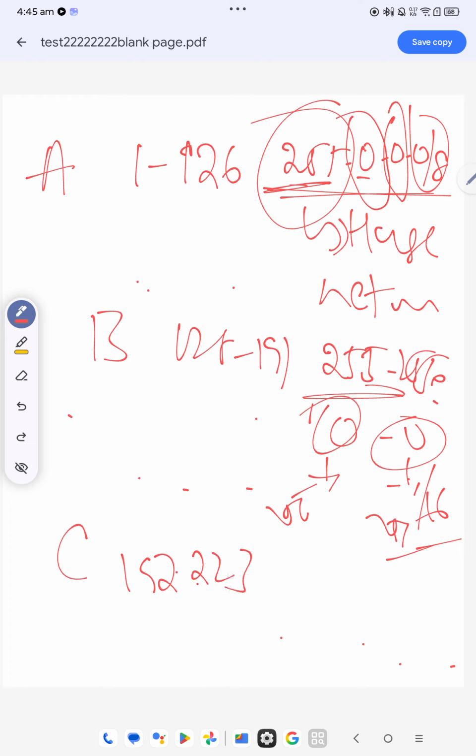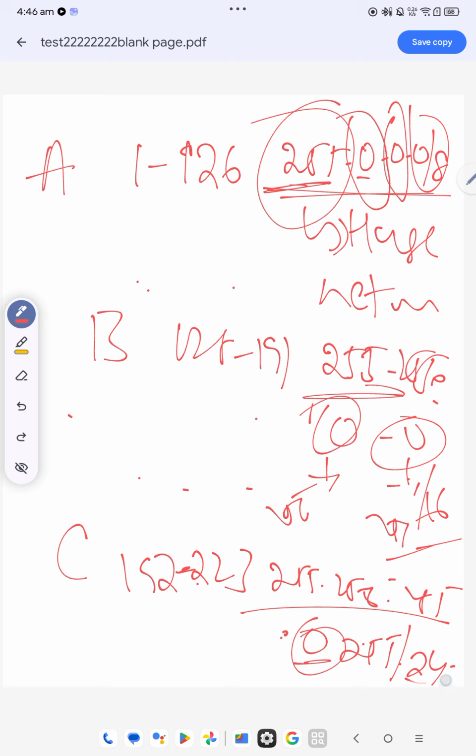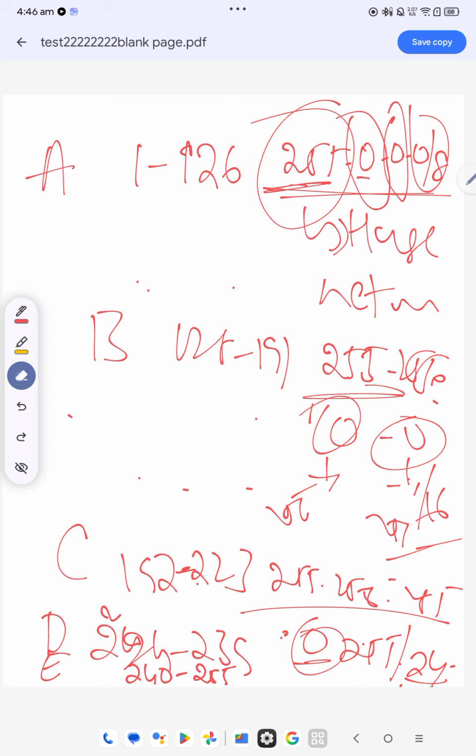Class C is 192 to 223. What is it like? 255.255.255, so these 3 are fixed. Here it is changing. How many can you fit? 255. So this is used for small networks. Class D is 224 to 239, used for multicast, and Class E is 240 to 255, reserved for experimental use. Okay, this is about the classes.